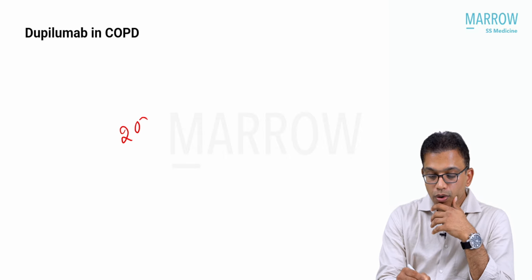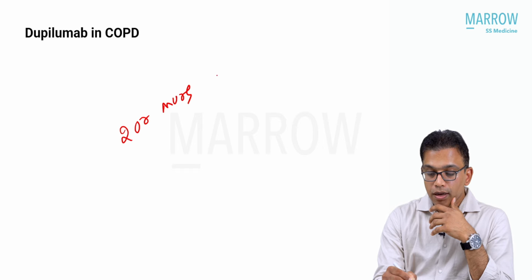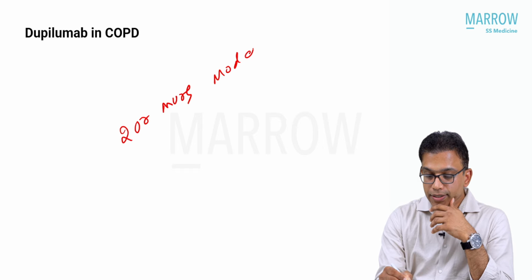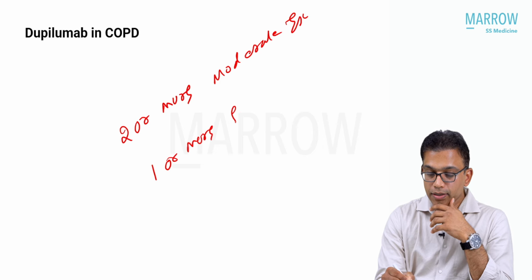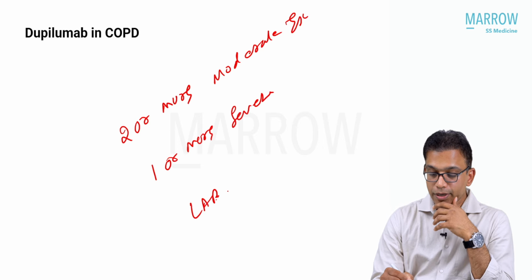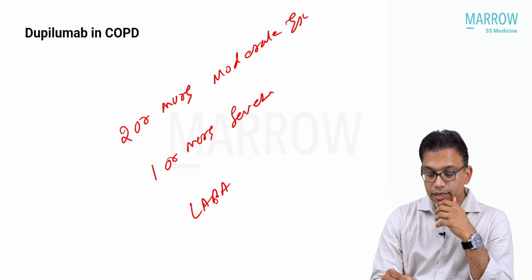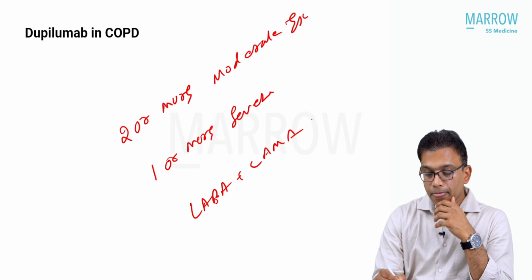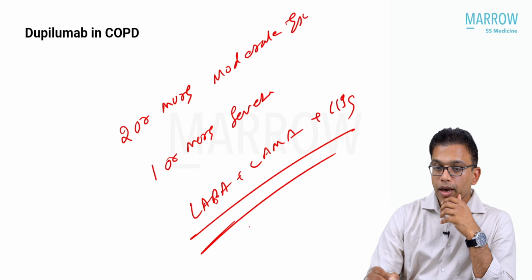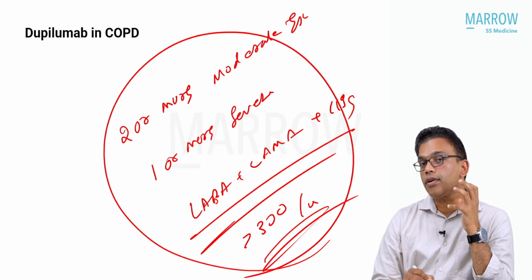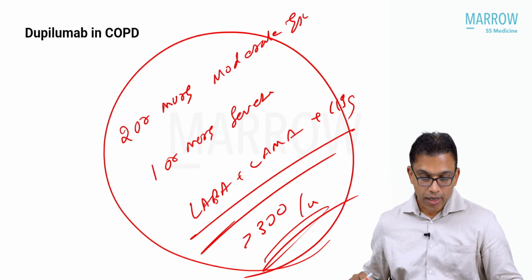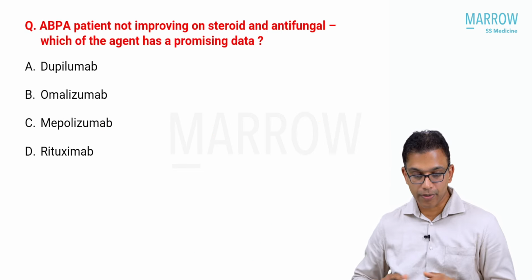So remember: 2 or more moderate exacerbations or at least 1 or more severe exacerbation, despite LABA, LAMA plus ICS, and an eosinophil count of more than 300 per microliter, then you may consider dupilumab in patients with COPD. That is the current indication for dupilumab.